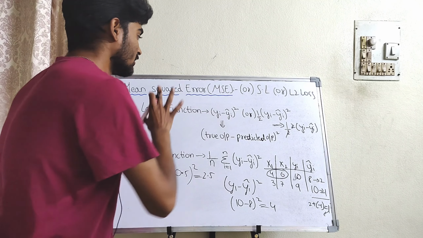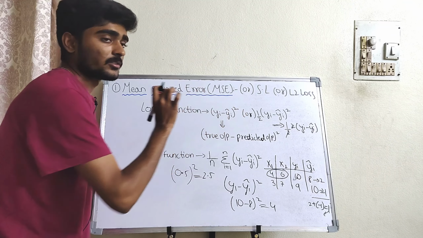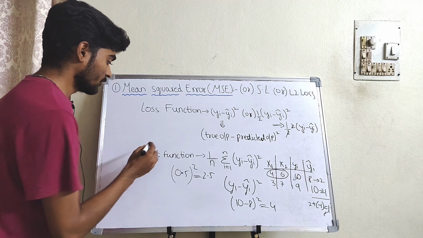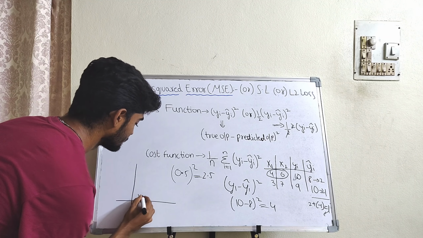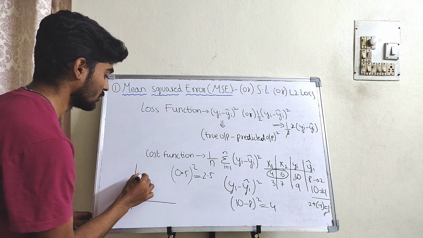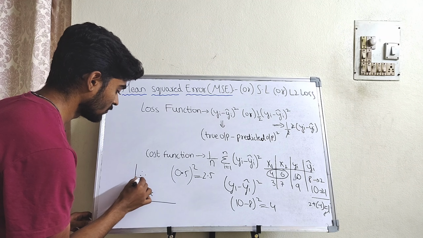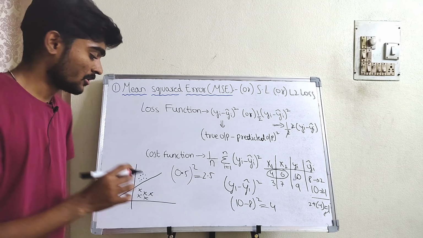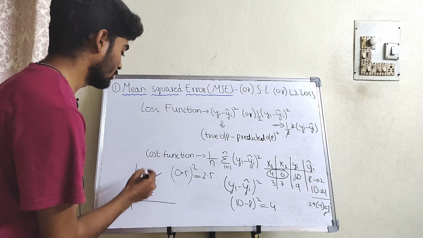Now the third effect of squaring the loss function is this. Let's say this is your data, and this is your binary classifier line dividing both these data points.